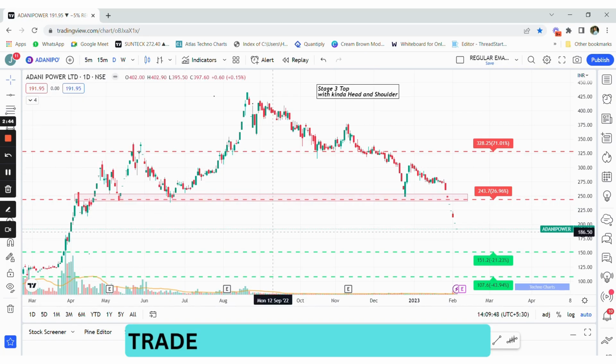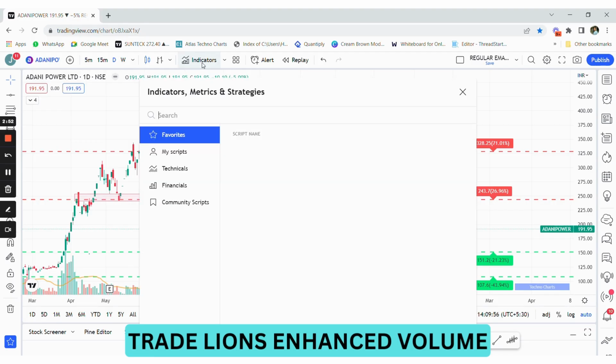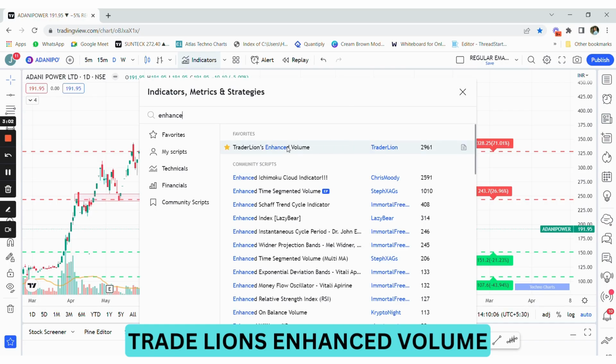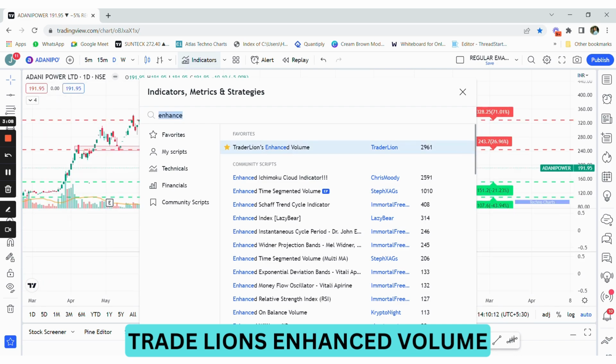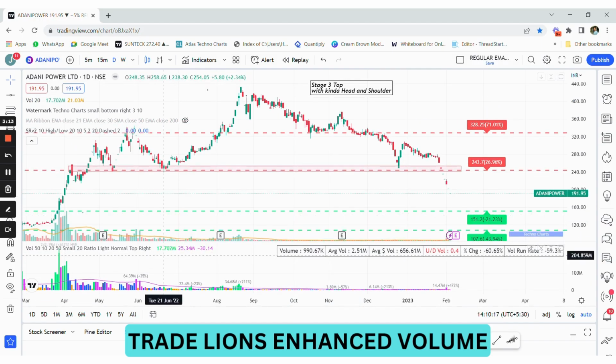The second indicator that I'm going to talk about is the Trader Lines Enhanced Volume. Go to the indicator section and type trader lines, or type enhanced volume directly. As you can see, the Trader Lines Enhanced Volume indicator has come up, and you can click on that. You will see that the volumes being plotted here are excellent, and this is going to help you understand the money that is flowing into these particular stocks.